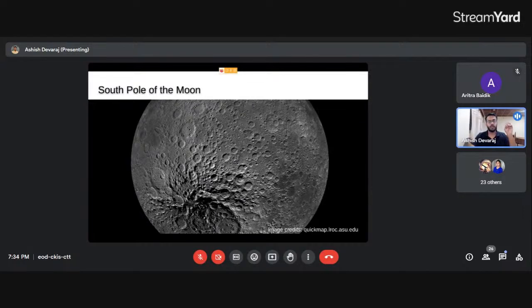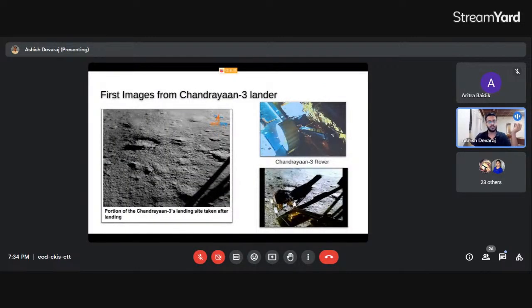So now coming back to the South Pole. This is the South Pole of the moon, and this is where we landed. The coordinates were 16.9. You probably might have read it always on the news. This is where we went with Chandrayaan 3, the lander, and we landed there, and we went on doing some experiments. You might have all seen these images.